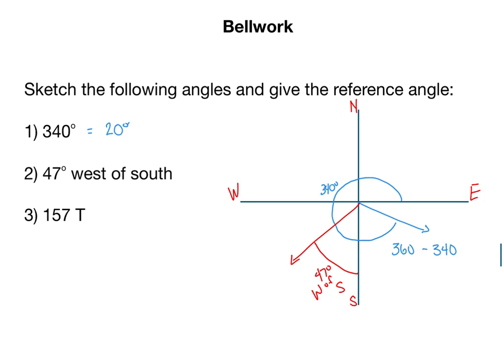How far away am I from my closest x-axis? So this whole quadrant is going to be 90. So I'm going to say 43 degrees is going to be my reference angle right there. 43 degrees is going to be my reference angle for that one.